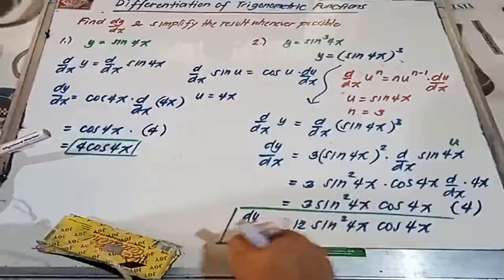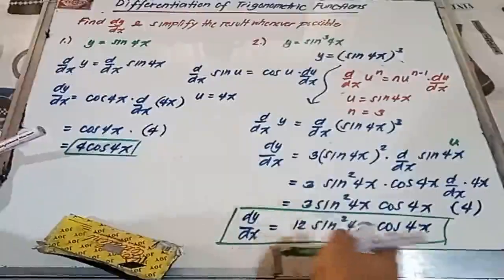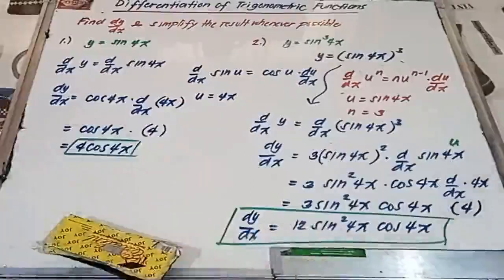Okay, pwede naman natin ilagay both sa cosine function to by replacing sine squared 4x by 1 minus cosine squared 4x. Pero I suggest ito na lang kasi hahaba pa yung ating solution. So that is our examples number 1 and 2 on the topic about derivative of trigonometric functions natin.